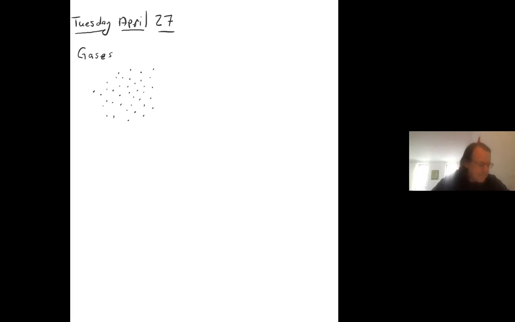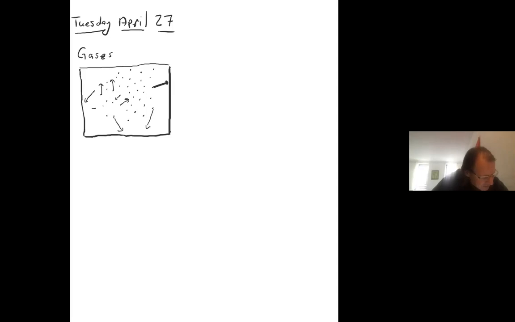Okay. Now, let's put these gas molecules in a container. And then let's consider the fact that they're not stationary. Solids are stationary, but gases are not stationary. They're moving. These particles are moving in different directions, right? They're moving in all random motion. Some of them are moving slow. Some of them are moving fast. But they're all moving, okay?